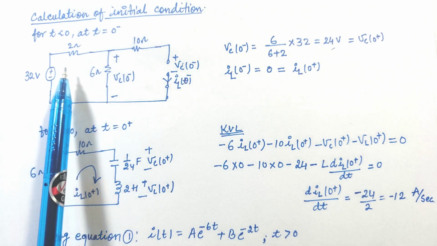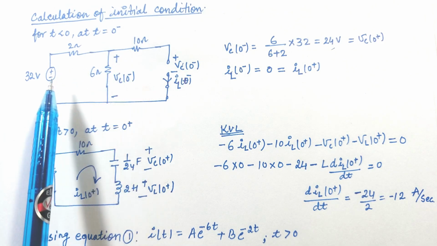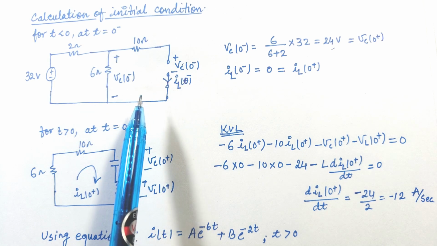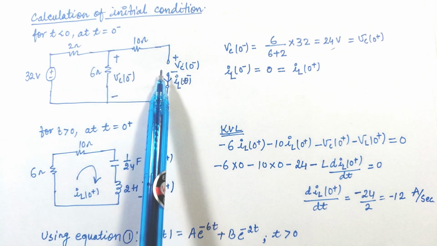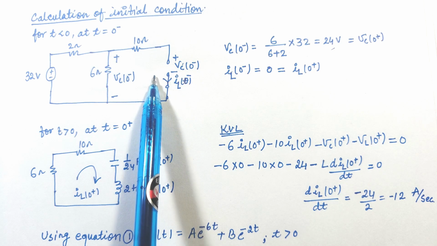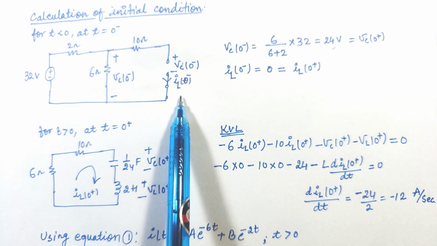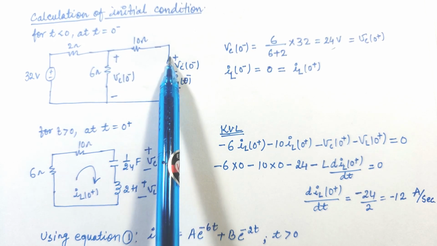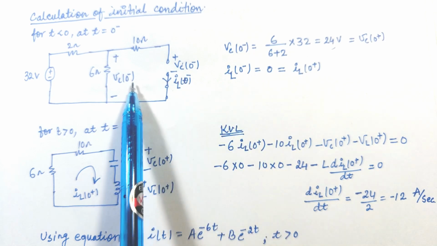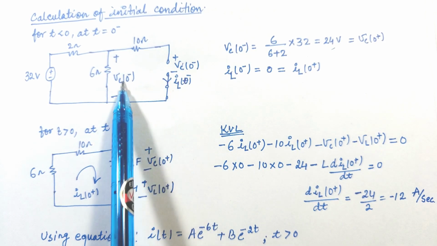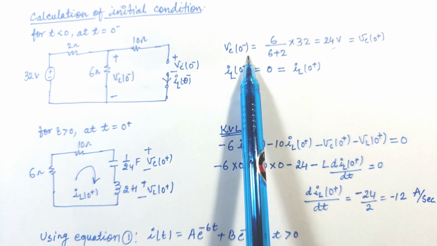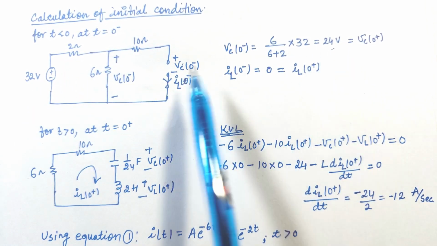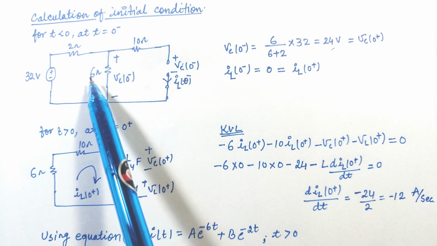Here we can see for t < 0 seconds, at t = 0 minus, the circuit will be like this. Since the capacitor and inductor have been charged from minus infinity to t = 0 minus, the capacitor will be open circuited since it is at steady state and the inductor will be short circuited. So iL(0-) will be 0 since this is an open circuit, so no current will flow in this branch. vC(0-) can be calculated as the voltage across this 6 ohm resistance. So vC(0-) = 6/(6+2) × 32 volt = 24 volt. This is the voltage division law for a series connection of resistances.